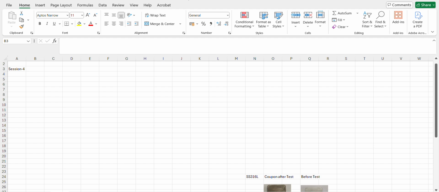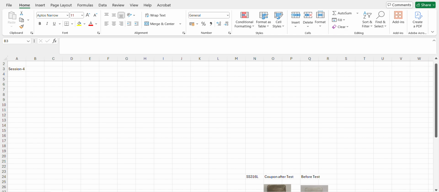Channel. In the last session, we discussed the types of coupons used for the coupon test, the purpose and application, installation guidelines, and when to select which type of coupon. In this session, we will look at the actual calculation of the rate of corrosion using Excel.